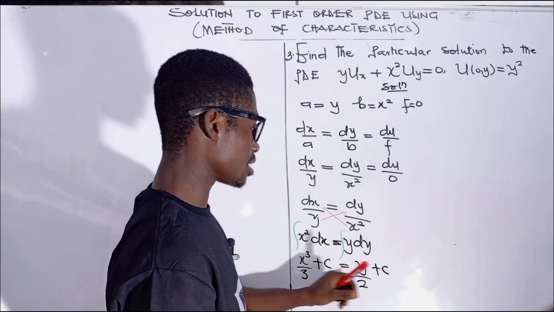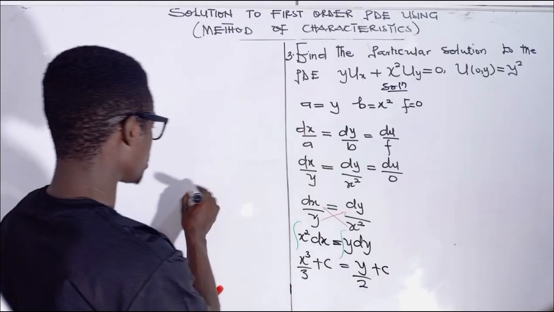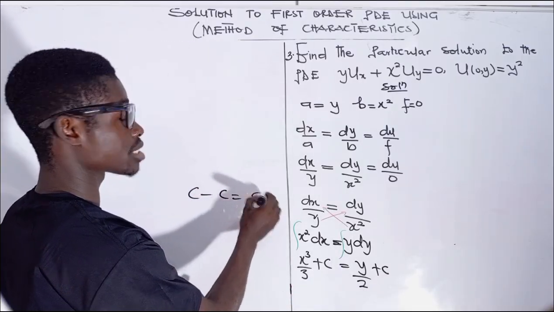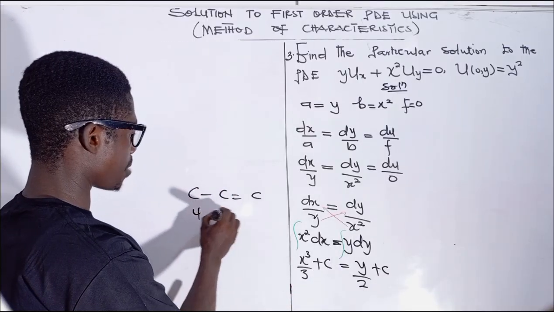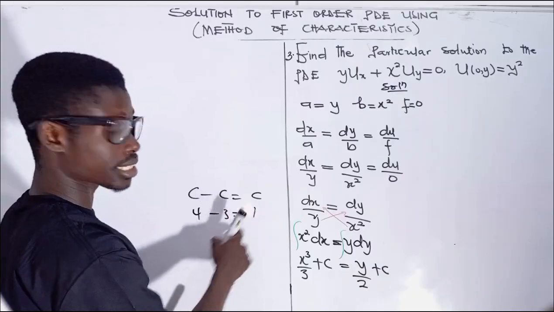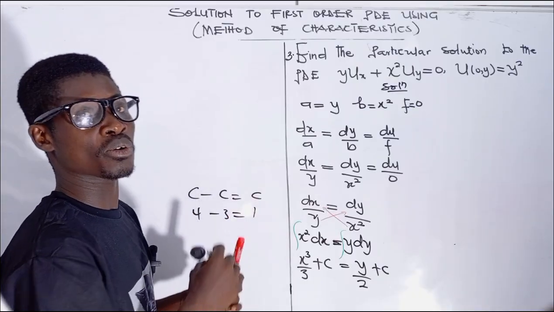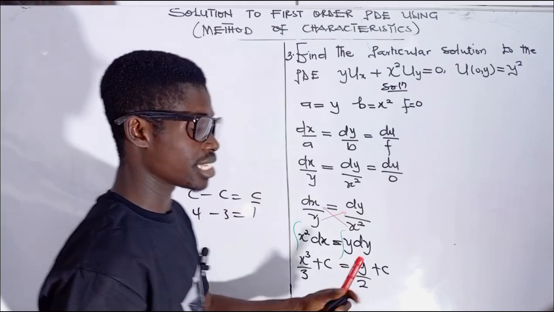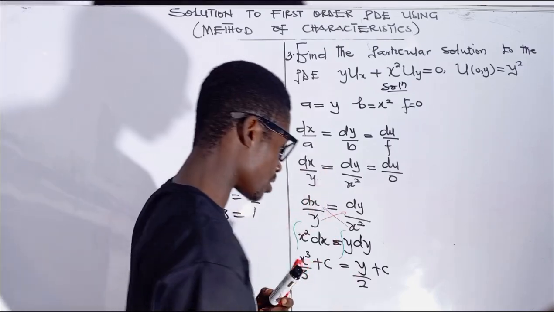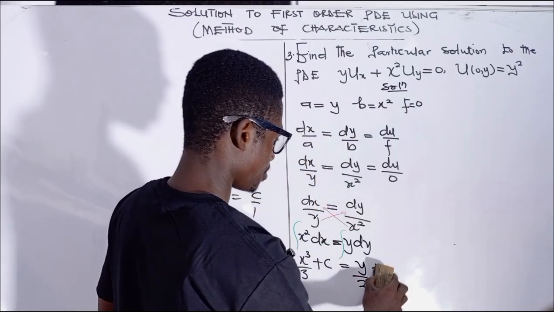Since we have a constant and a constant, a constant minus a constant will still give you a constant. Example, you have 4 minus 3, we are getting 1. 1 is a constant, 4 is a constant, 3 is a constant. Since we are generalizing all constants to be c, we are just going to write only one constant. So let's clear this part.